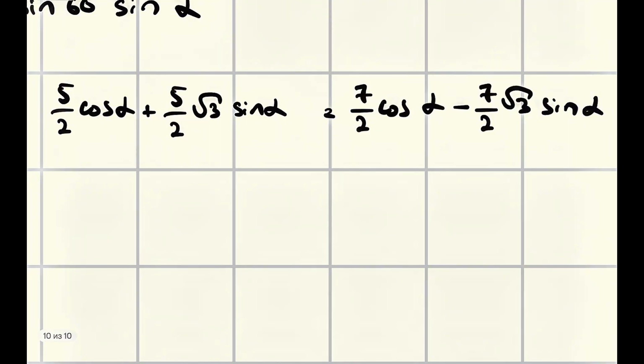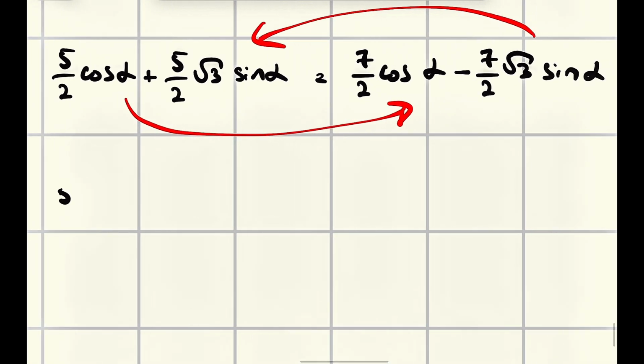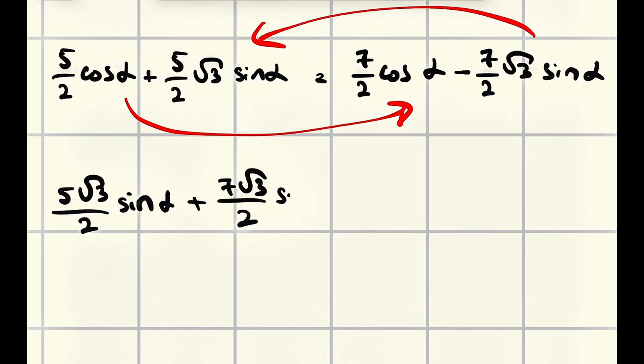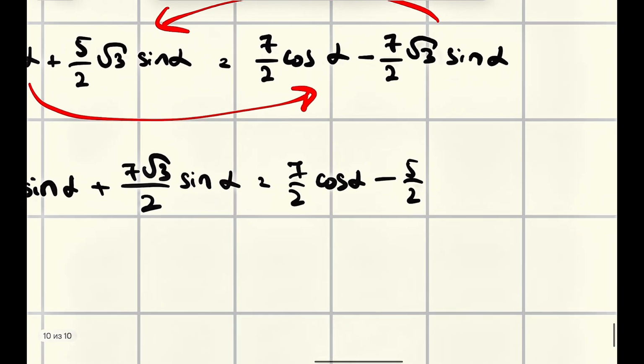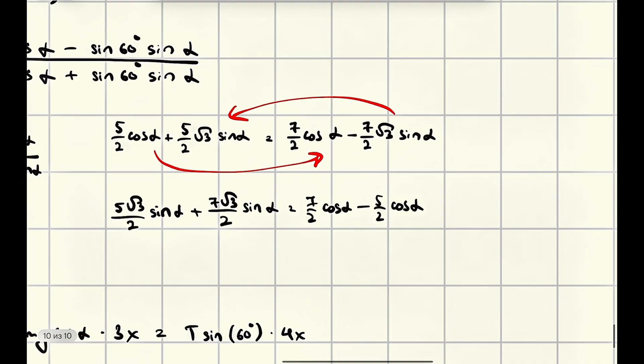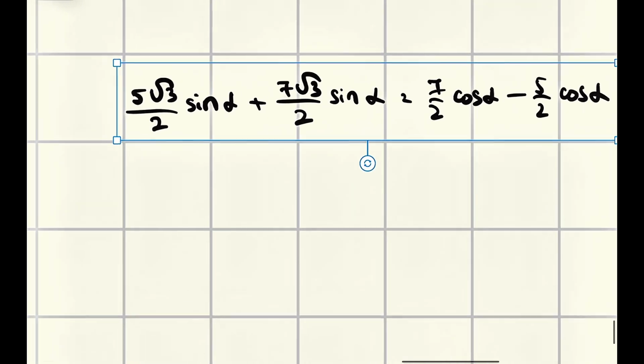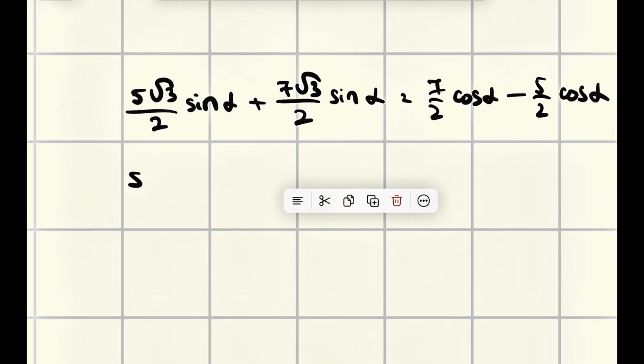If I move the sines to one side, sine alpha, let me choose red, and move the cosines to the other side, it's going to be something very interesting. It's going to be 5 square root 3 divided by 2 sine alpha plus 7 square root 3 divided by 2 sine alpha. On this side we will have 7 divided by 2 cosine alpha minus 5 divided by 2 cosine alpha. This is very important because we are already at the very end of this problem. You can see that sine alpha is just a common factor.